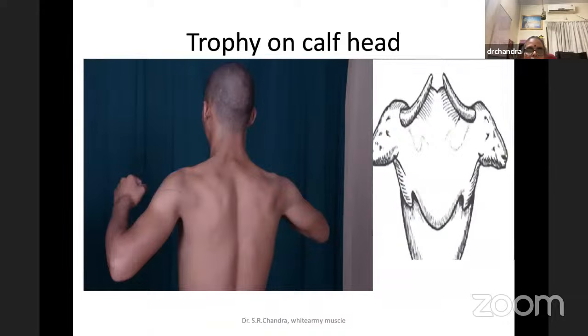This is the typical hypertrophy in the calf, as described by Professor Pradhan, for which he received the Padma Shri.